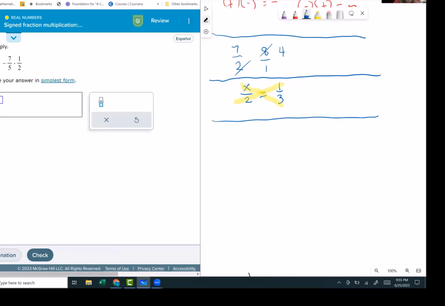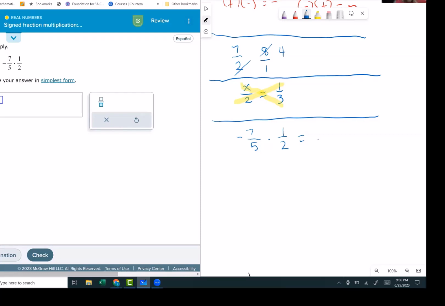So I have -7/5 times 1/2. What's my sign going to be? That's the first thing I'm going to think, because if you don't think about signs first, many people will forget them. Your sign would be negative.